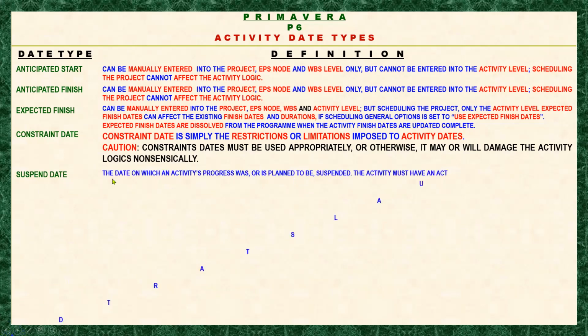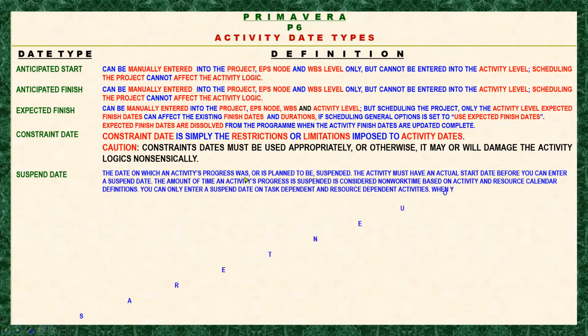Okay, so according to Primavera, the date on which an activity progress was or is planned to be suspended. So the activity must have an actual start date before you can enter a suspend date. The amount of time an activity's progress is suspended is considered non-work time based on activity and resource calendar definition. So you can only enter a suspend date on task-dependent and resource-dependent activities. When you enter a suspend date, the activity is suspended at the beginning of this specified day.